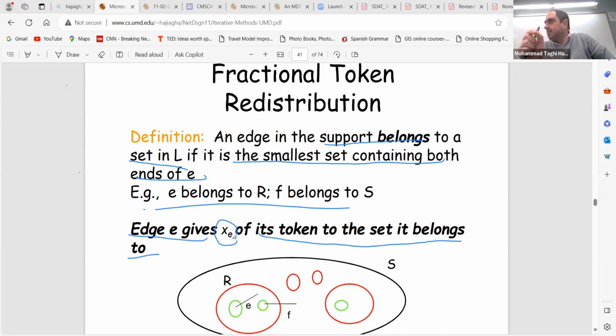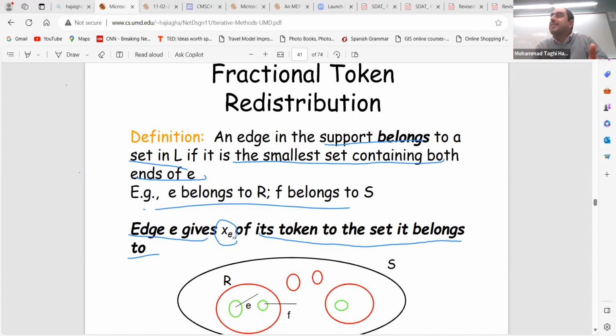Only x_e. Good. How much is remaining? 1 minus x_e, because it has one token. Only the x_e part of it is given to that set. Note that each edge had one token, but only x_e of it is given to this set. What is leftover is 1 minus x_e. So if I show that even with x_e alone, you can get one token for each tight set, I am already done.